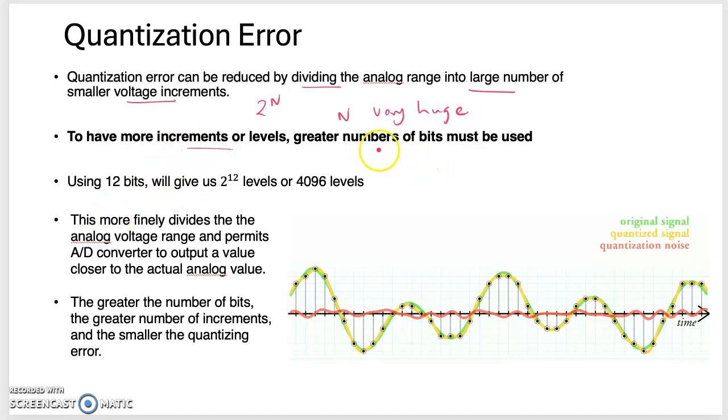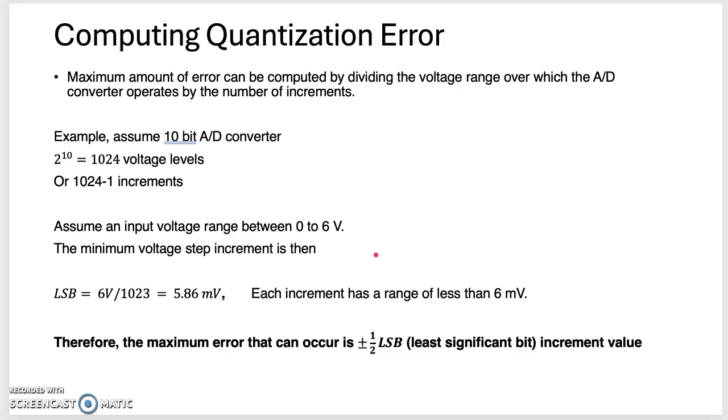To have more increments or levels, a greater number of bits must be used. For example, if we're using 12 bits, this will give us 2 to the 12 levels or 4096 levels. For increments, this will be 4095 increments. So this gives us a better resolution and will minimize quantization error, supposedly. But again, because our analog signal has an infinite number of points, it will not eliminate quantization error completely, but reduce it.